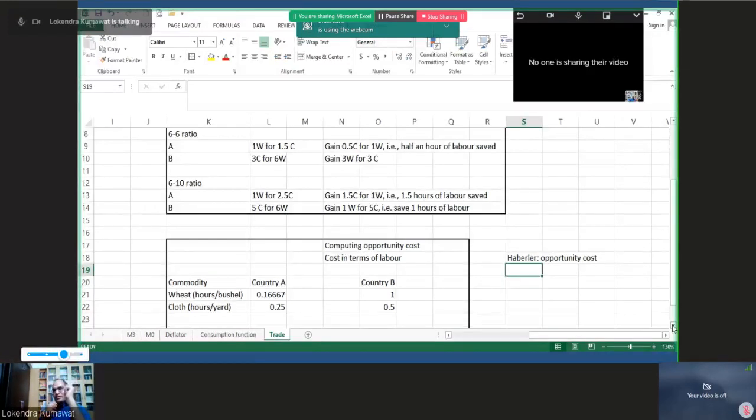Okay. The theory of comparative advantage can also be understood in terms of opportunity cost, and that can be done in the following way.